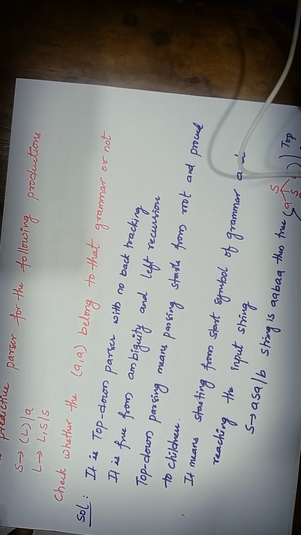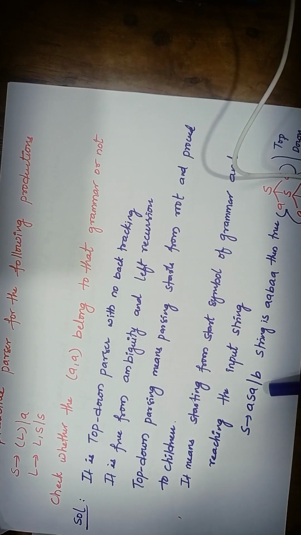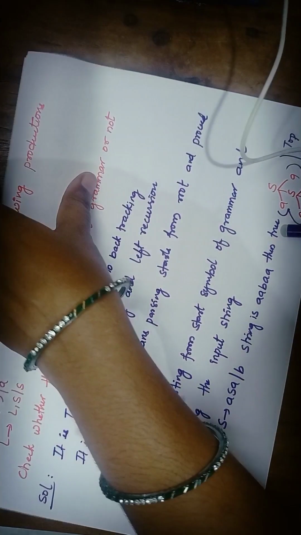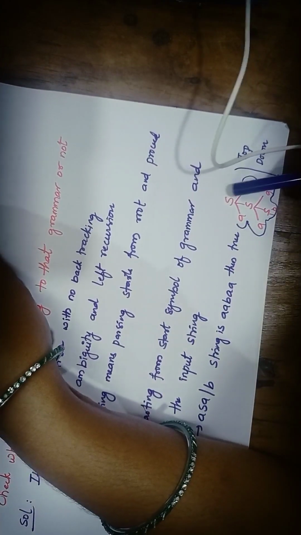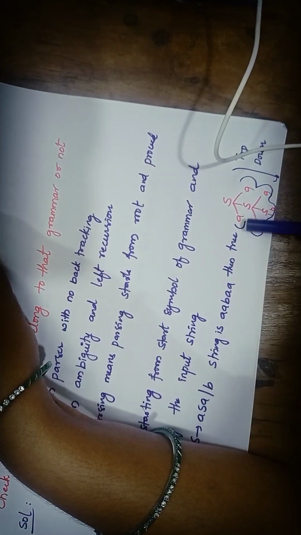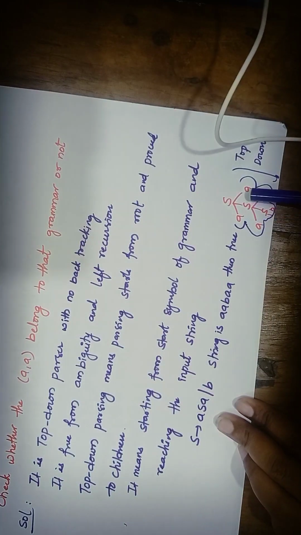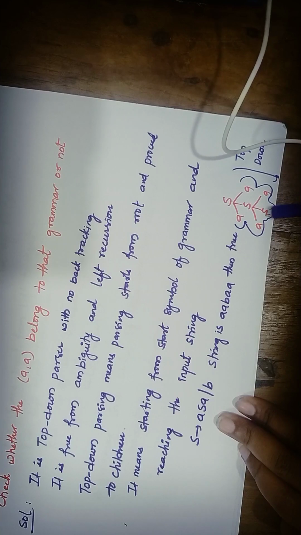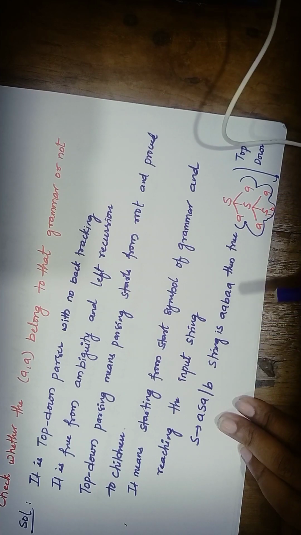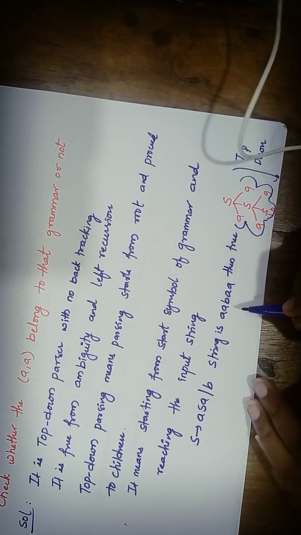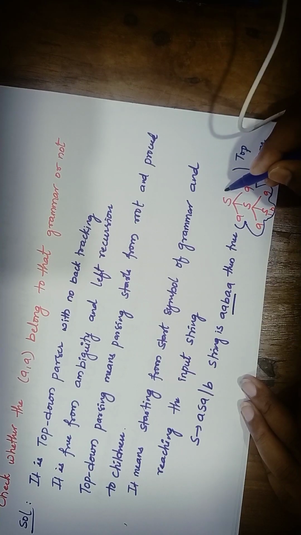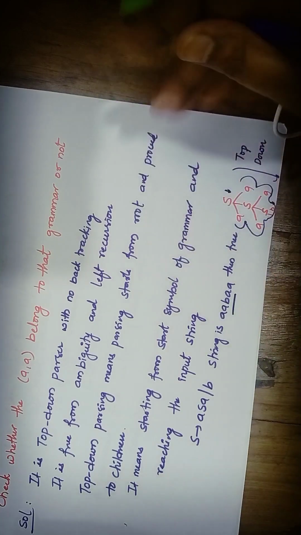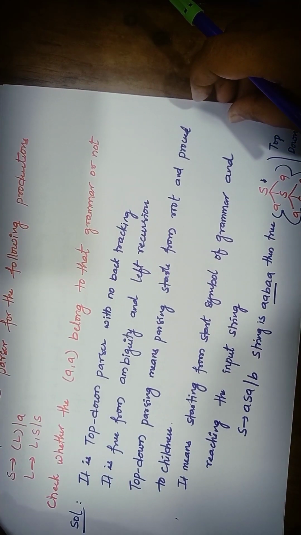Here we have a given grammar S tends to aSa or b, and the string is a, b, a. Then the tree becomes like this. First we start the production from S, and then it proceeds by substituting the aSa production. In the place of S again it substitutes aSa, then in the place of S it substitutes b, so that it derives the string a, b, a. It starts from the root and goes to the leaf. This type of parsing is known as top-down parsing.